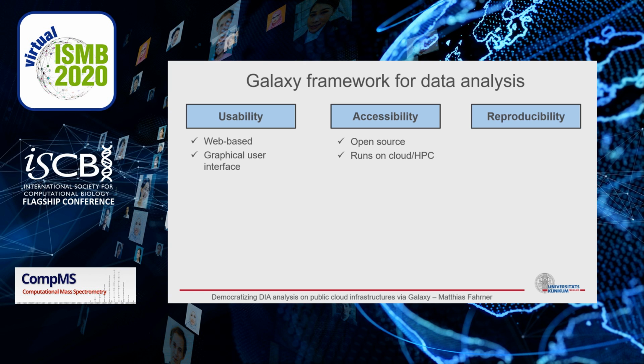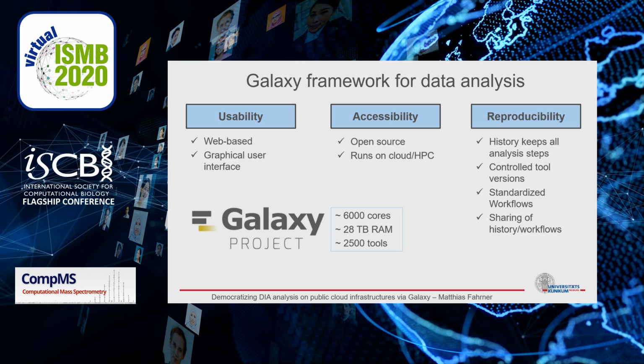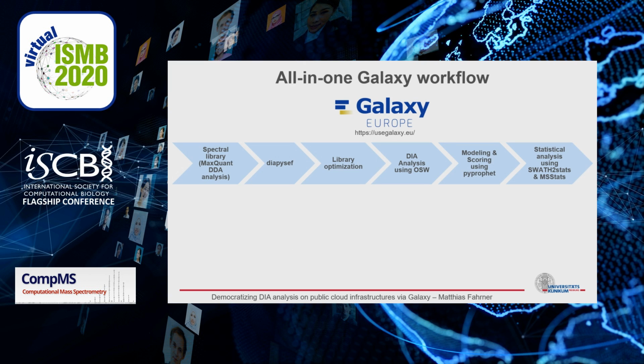Individual tools can be connected and integrated into standardized workflows. Analysis histories and workflows can be shared and published via links and via mail. In total, Galaxy provides over 6,000 cores, 28 terabytes of RAM, and includes over 2,500 tools up until now. By implementing all the necessary analysis steps into Galaxy, we were able to generate an all-in-one Galaxy workflow for the DIA analysis. All crucial analysis steps for a complete DIA analysis are available in Galaxy.